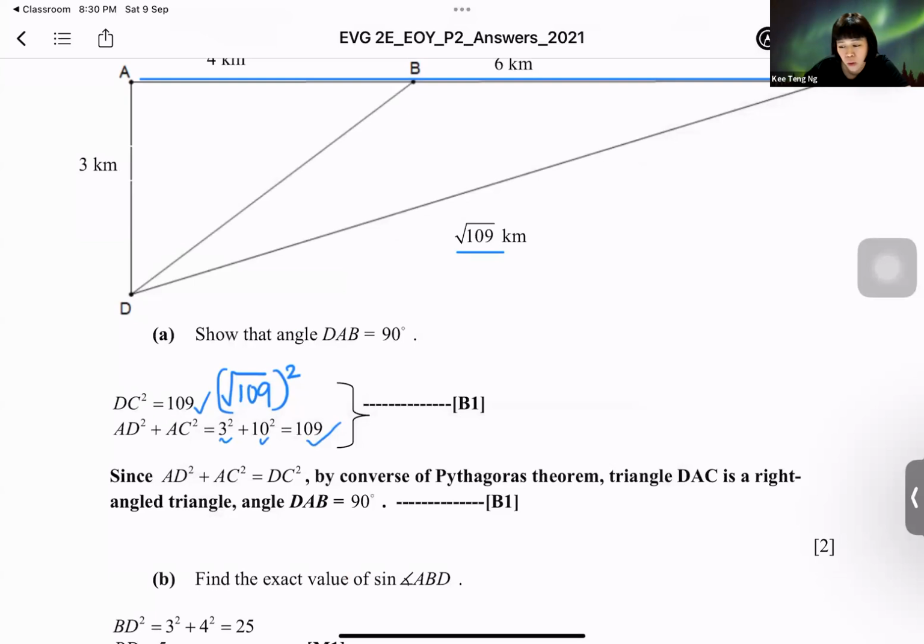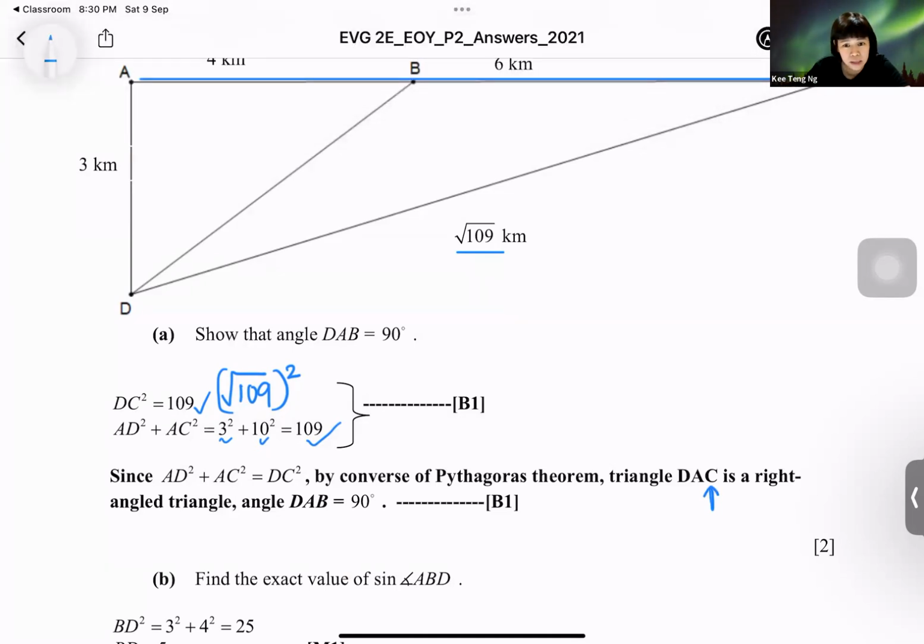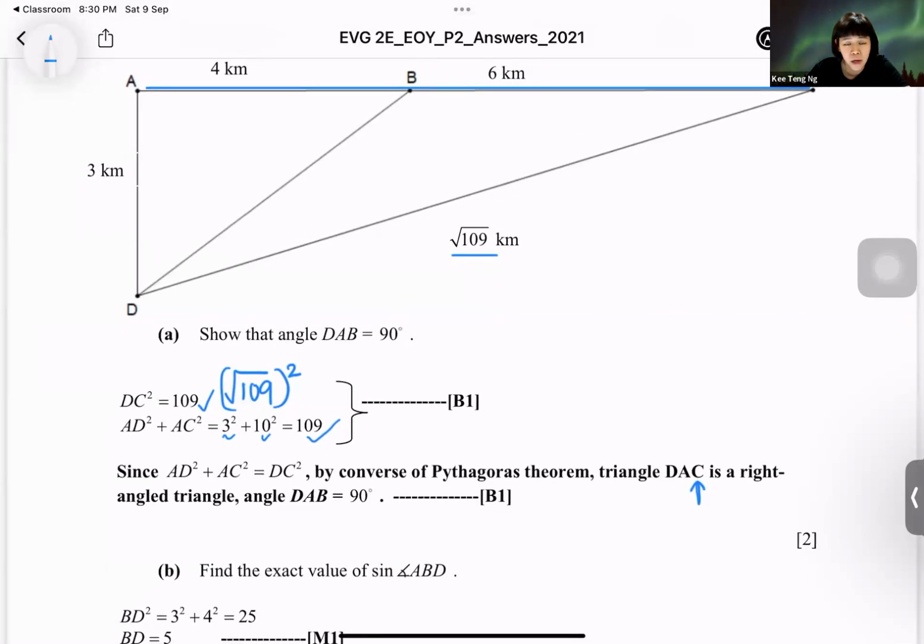Something to take note: in this case, we are proving that triangle DAC is a right-angled triangle. So I've proven that this is a right-angled triangle. Therefore, this must be 90 degrees. Therefore, angle DAB is 90 degrees. So please take note, and do not just skip the statement and write that therefore angle DAB is 90 degrees. That is the result because of DAC, therefore angle DAB is 90 degrees.